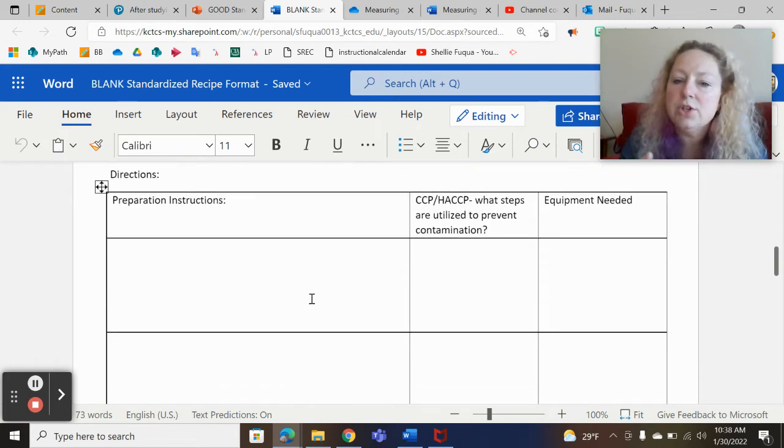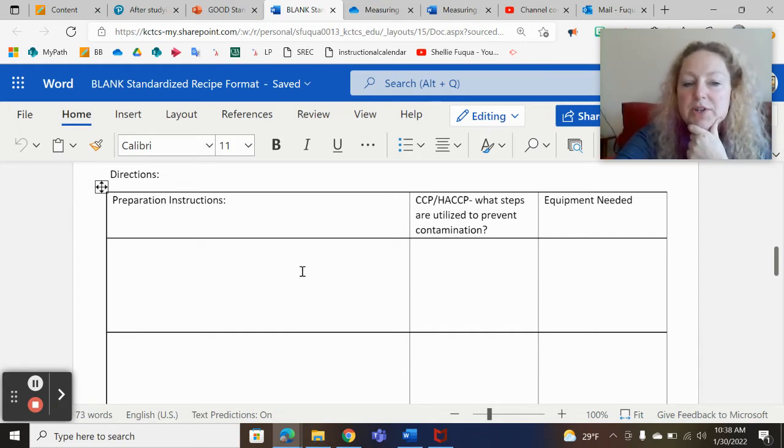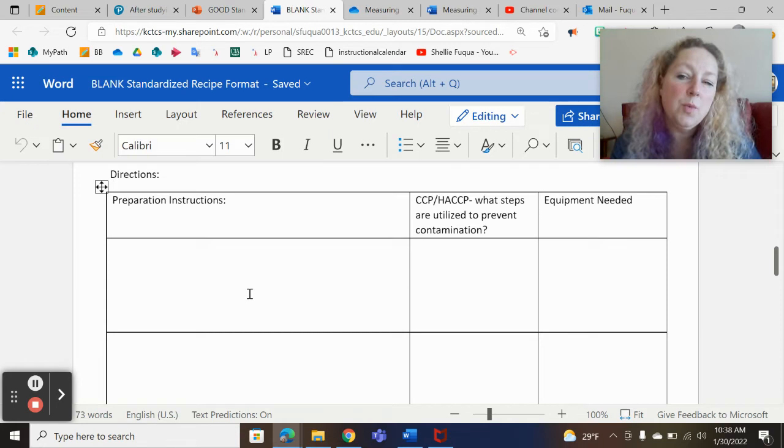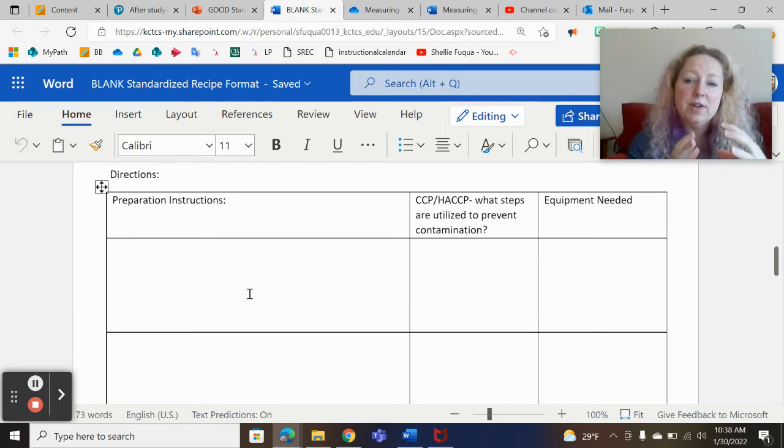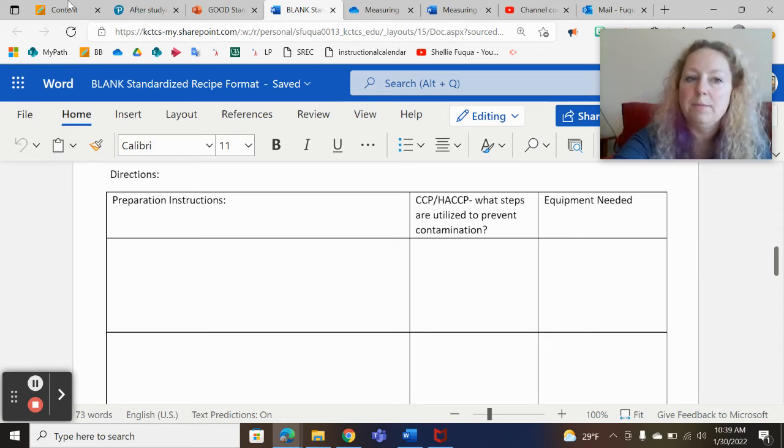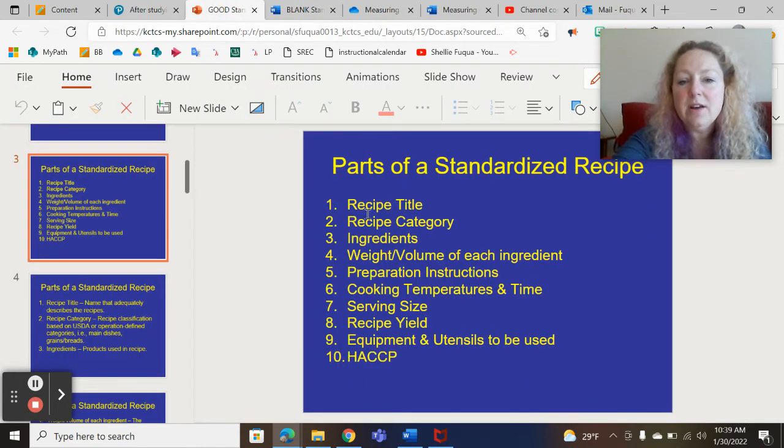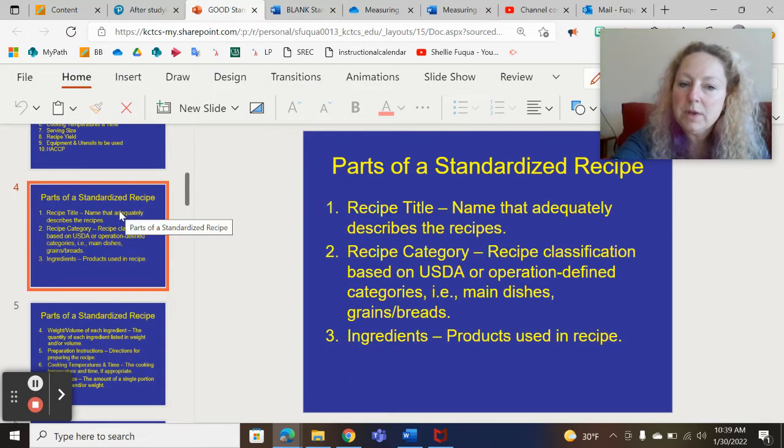For preparation instructions, I like to divvy it out this way. So, very specific preparation instructions. And that's another way that the grandma recipe differs from the traditional recipe. A standardized recipe should be very, very detailed in the amount of instructions that they include. HACCP, so throughout the entire flow of food of the recipe, how are you going to prevent contamination and what specific equipment is needed for that particular step? So that's kind of the parts of a standardized recipe.